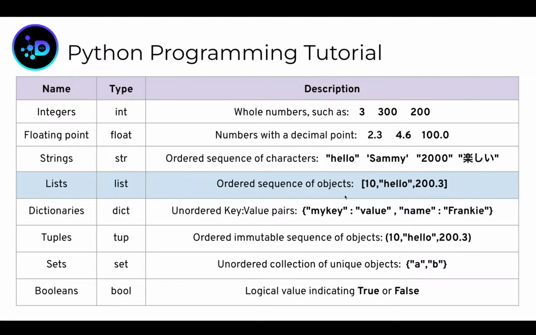So what you are seeing here is whenever you want to represent a list data type, it's always inside square brackets, right? And basically, you can have different types of data inside the list. For example, you can have a string inside this list, so you can see this is a string here. You can have an integer number, which is 10 here, and you can have a floating point number, which is 200.3. When it comes to lists in Python, lists are just an ordered sequence of objects.